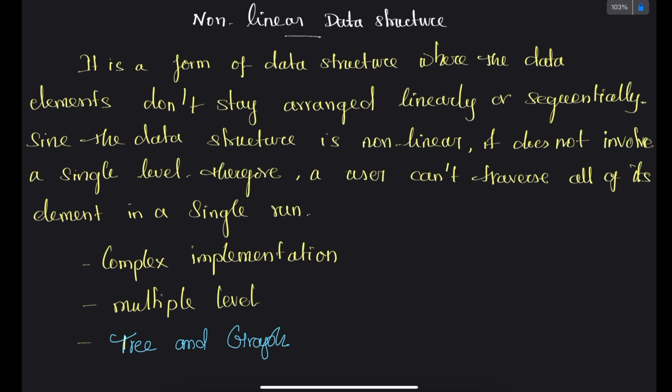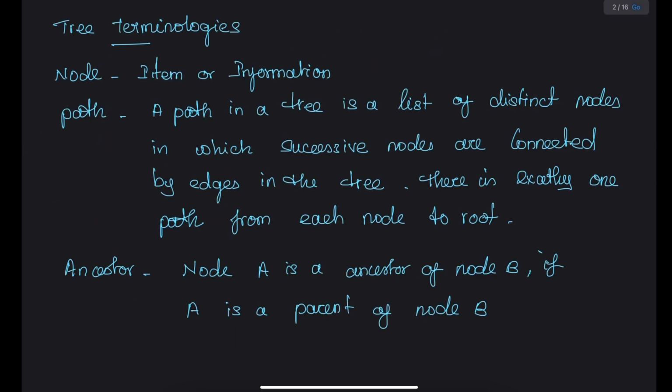It is a form of data structure that is not arranged linearly or sequentially. Since the data structure is nonlinear, it does not involve a single level. There are multiple levels in nonlinear data structures. So in this video I would like to explain the concept of tree. A nonlinear data structure is a complex tree implementation, and as I said, multiple levels are there. So I would like to explain the concept of tree terminologies.